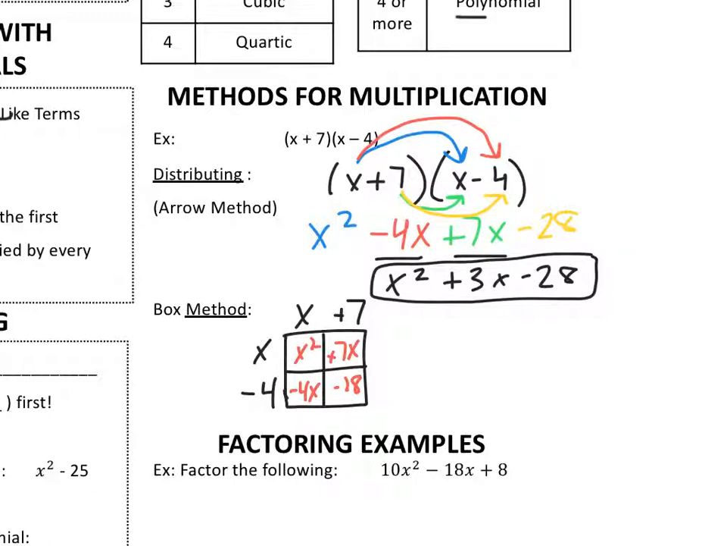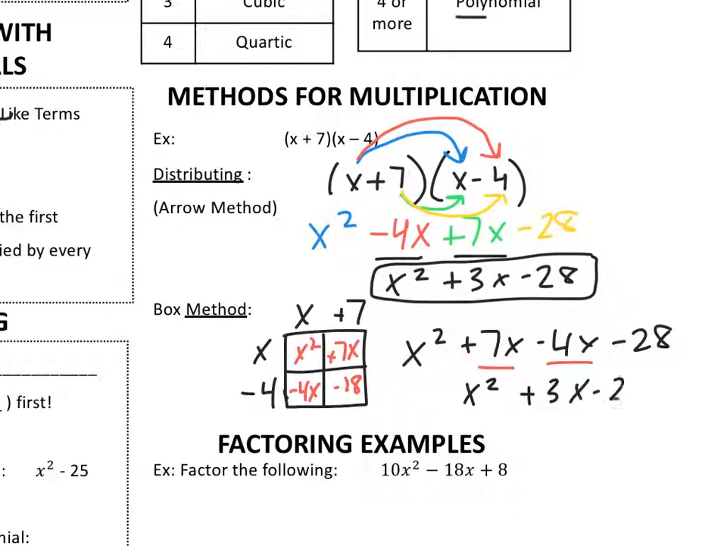And so now you're going to rewrite your insides here. We have x squared plus 7x minus 4x minus 28. And then you go back to looking for your like terms. So the +7 minus 4 are like terms. So you're left with x squared plus 3x minus 28. So you'll see you get the same answer as above.